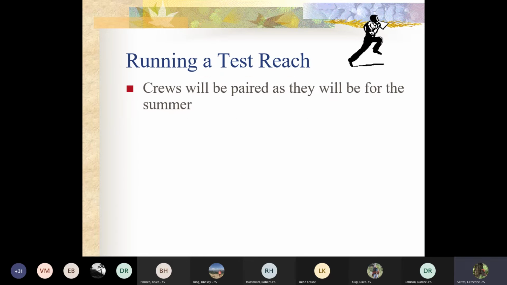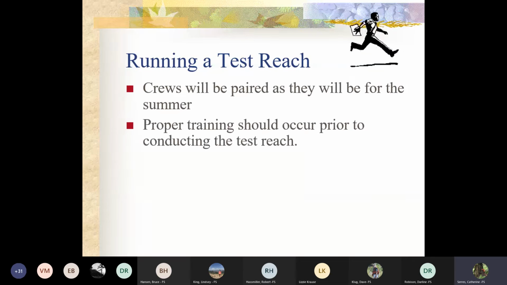So when you run that test reach, you really should pair up the crews as they would be during the summer. There may be some changes for crews during the summer, but generally your first crews that are going to be out, they should be the ones running the test reach together. And all that proper training should be done before you actually even get to the point where you're conducting that test reach, so that they feel comfortable in the stream.